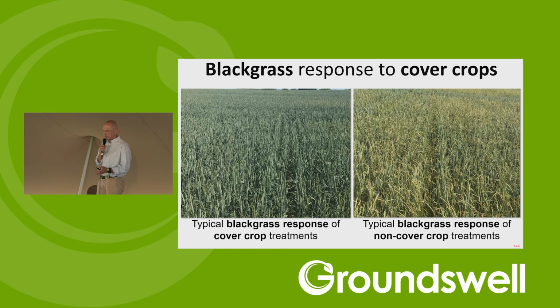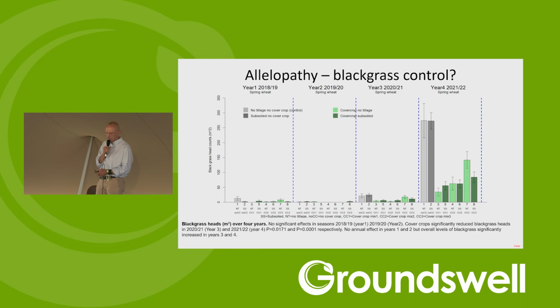A lot of that is to do with rotation, but there's this effect: our cover crop plots on the left, our control plots on the right. If we try and break the system, the amount of blackgrass we get in our cover crop systems is significantly less than in our control system. So we're having some allelopathy effect that's really helping us control our cover crops. And this is the data to go behind it.